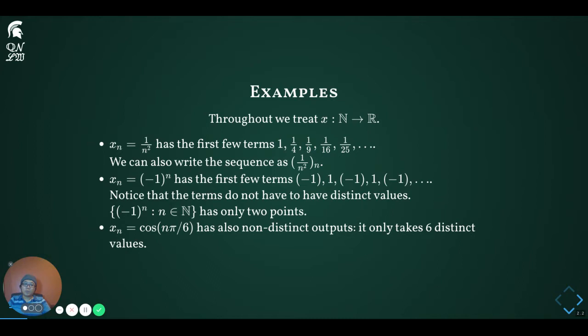Do not confuse a sequence with the set of points that appear as its output. Going back to the picture shown on the previous slide, a sequence is dynamic and has a sense of directionality. The set of outputs is static. The third example reinforces this. Here, the sequence has a formula cosine of n pi over 6. The sequence still has infinitely many terms, but only outputs 6 distinct values. As an aside, what are the possible outputs?